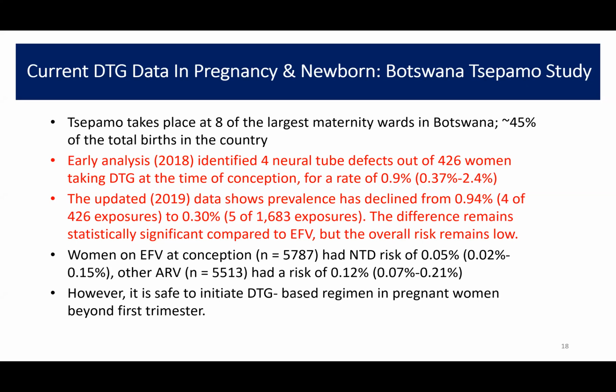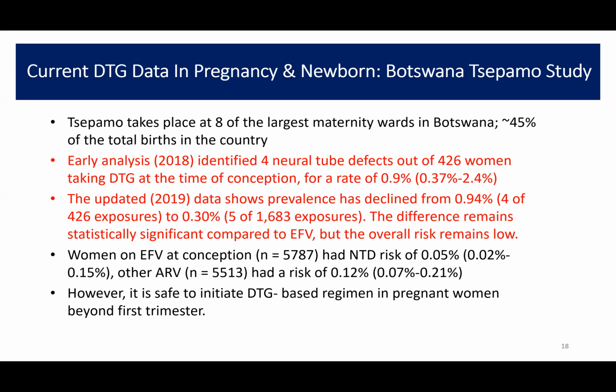So what happened is, when they saw these 4 neural tube defects out of 426 women who were taking DTG at the time of conception, a red alert was highlighted for usage of dolutegravir in women of pregnancy potential. So percentage wise, it was 0.9%. And from that point onwards, the data is being collected in such a particular population, women having pregnancy potential, and it is being further studied.